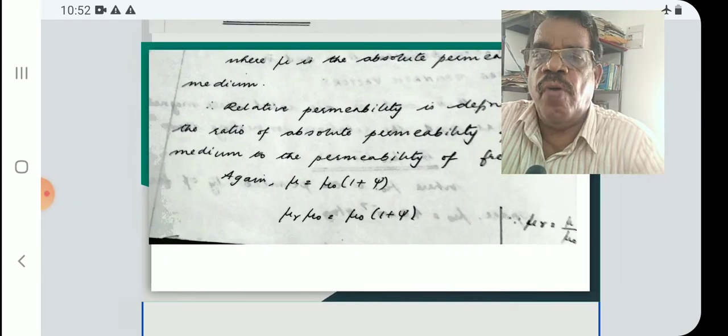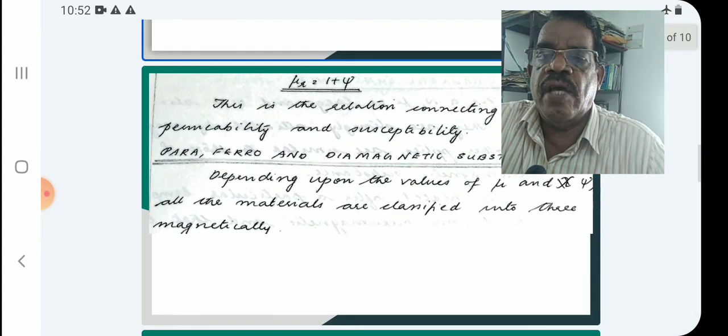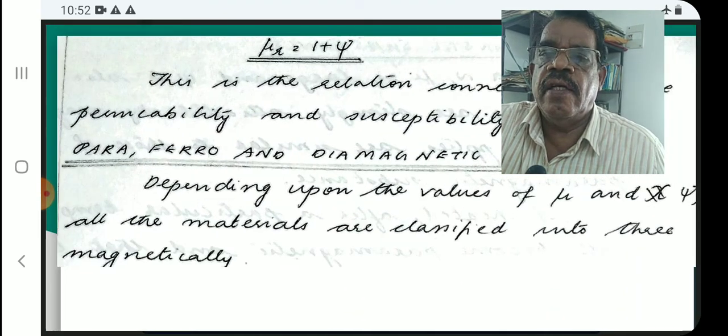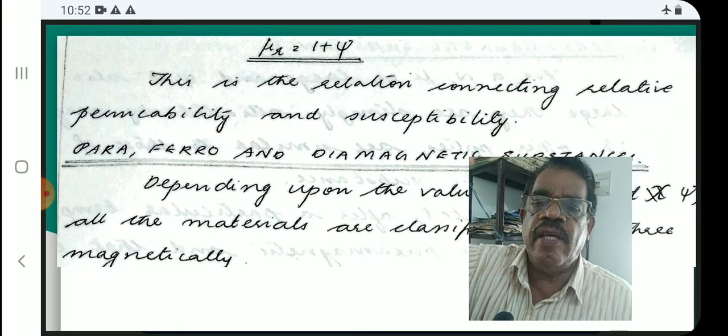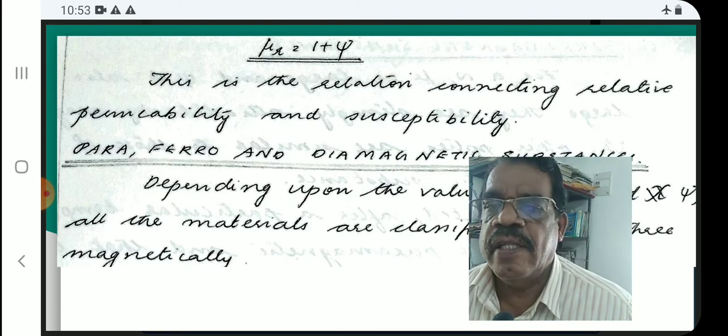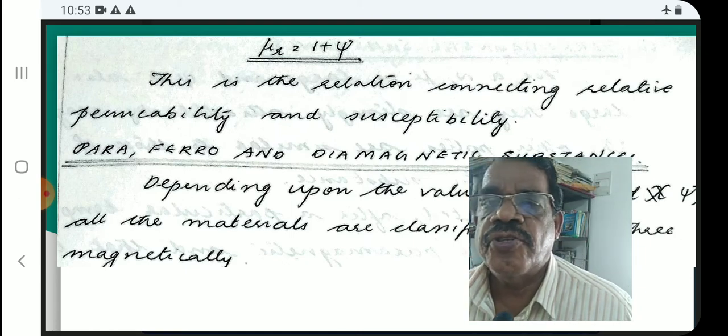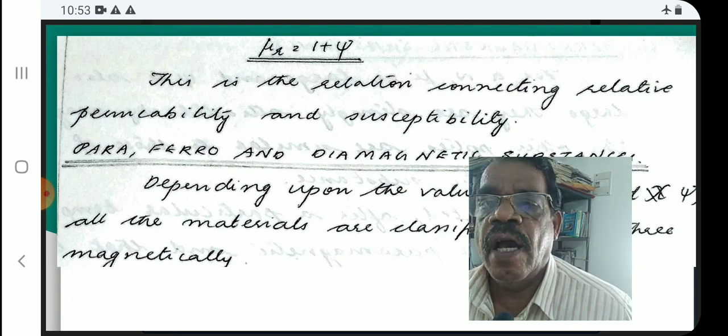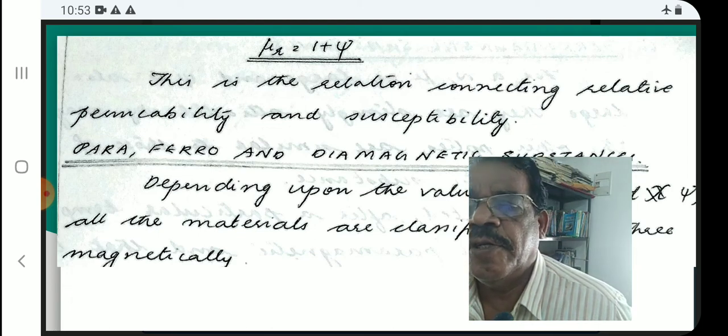So what do we get? Mu r is 1 plus psi. So if we know psi, the susceptibility, we can very easily calculate the relative permeability. This is the relation connecting relative permeability and susceptibility.